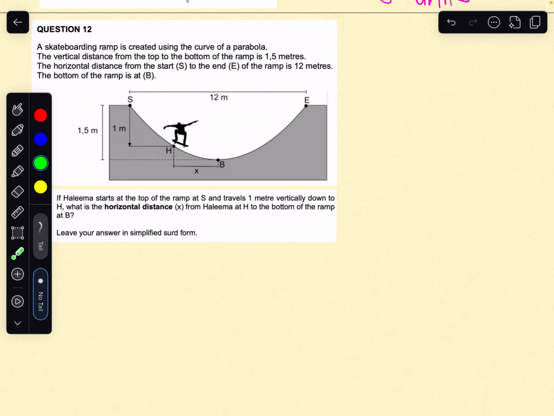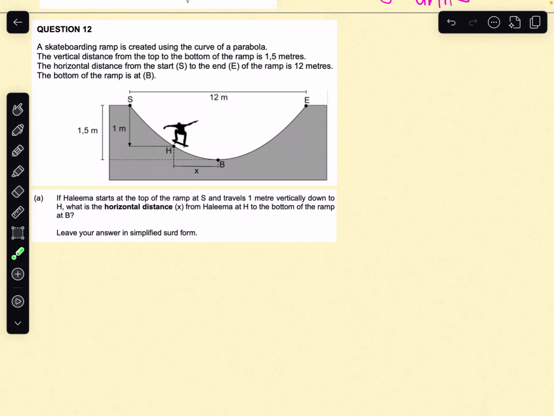If Halima starts at the top of the ramp at S and travels 1 meter vertically down to H, what is the horizontal distance X from Halima at H to the bottom of the ramp at B? Leave your answer in simplified surd form.